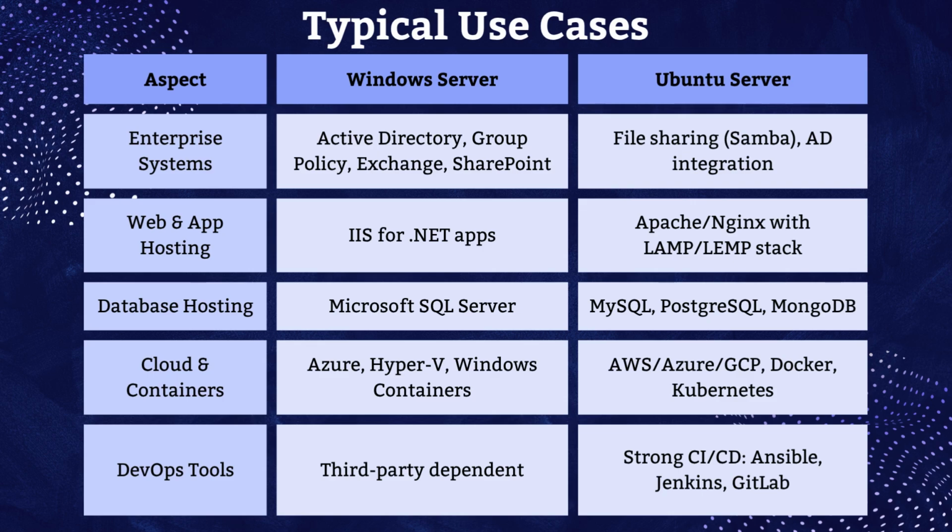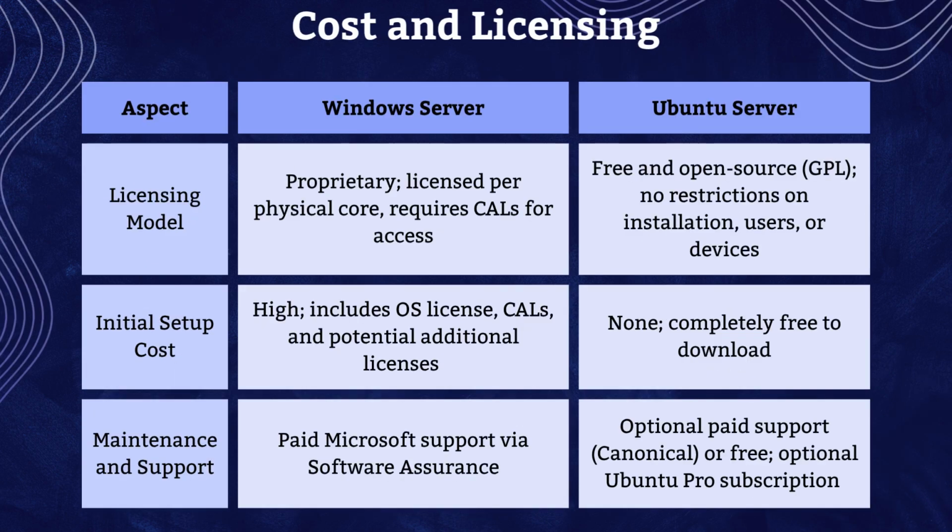PostgreSQL, and MongoDB. For cloud deployment, Windows fits well in Microsoft Azure and supports Hyper-V and Windows containers. Ubuntu is more commonly used in Amazon Web Services, Azure, and Google Cloud Platform, and is highly compatible with Docker and Kubernetes for containerized workloads. Lastly, in development operations environments, Windows often relies on external tools, while Ubuntu naturally supports continuous integration and continuous deployment pipelines using Ansible, Jenkins, and GitLab.